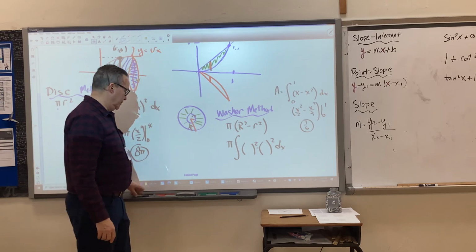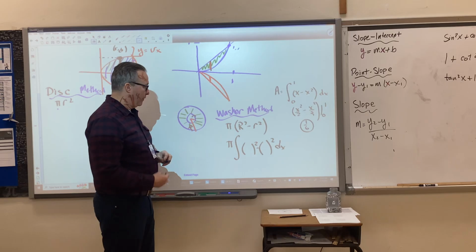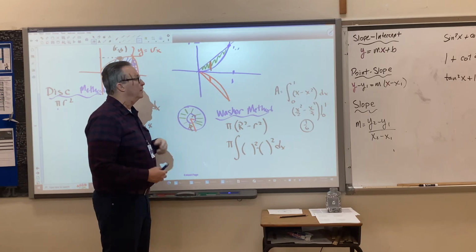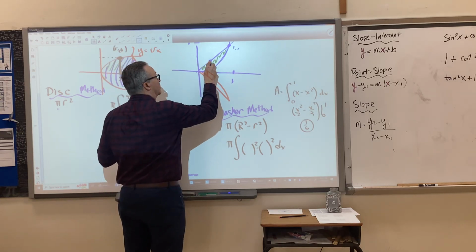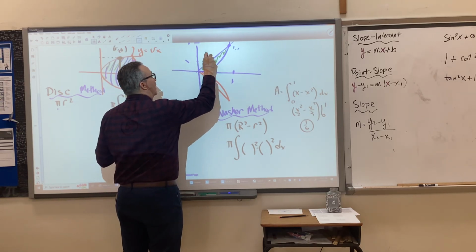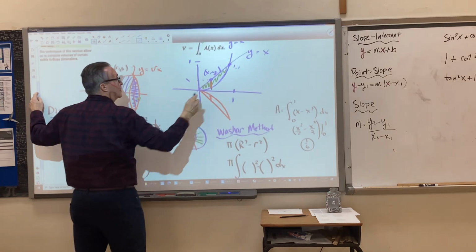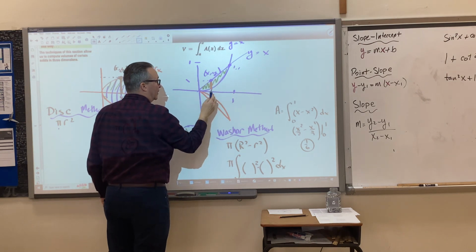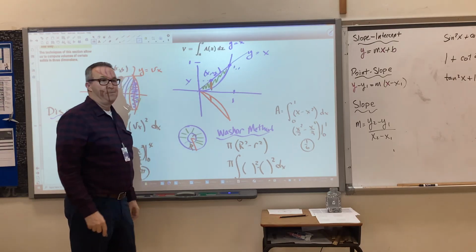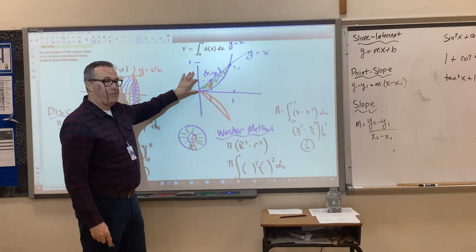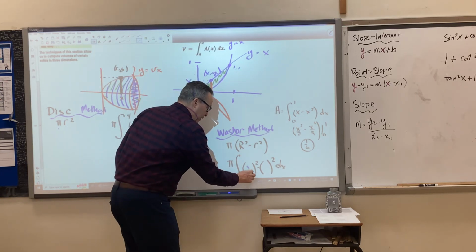So let's do this. What's the outside radius? If this is the point right here, it's the point x comma y. This curve is y equals x. What's this distance right here? This distance is x. It's y, but we have to be in terms of x.